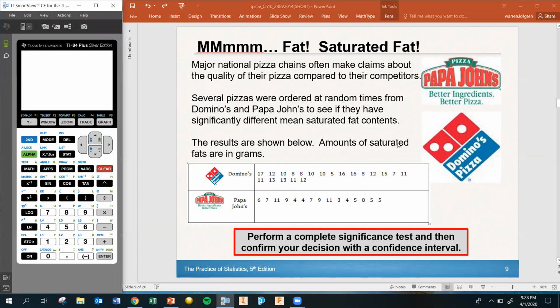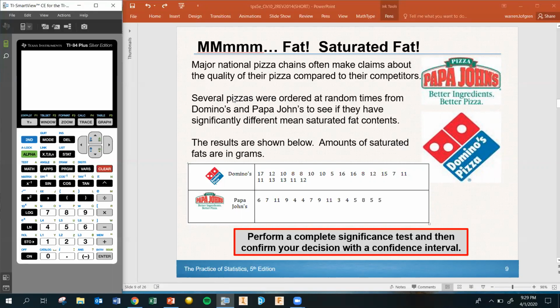Reading the problem here, it says major national pizza chains often make claims about the quality of their pizza compared to their competitors. And you might remember Papa John's slogan, better ingredients, better pizza. They actually got sued by some other pizza chains when they started doing that because other pizza chains said that was kind of a false claim, and so they sued them. And you still know that slogan today. They still use it, so you can tell how that lawsuit actually turned out.